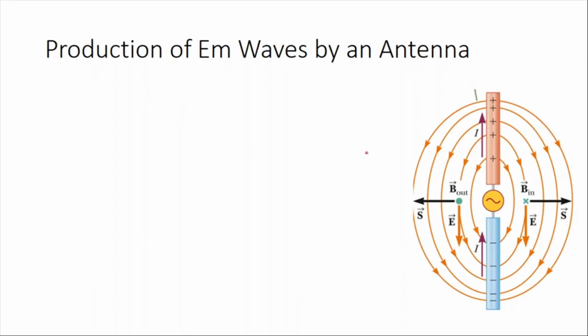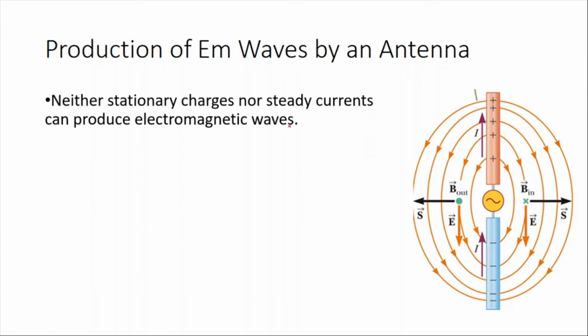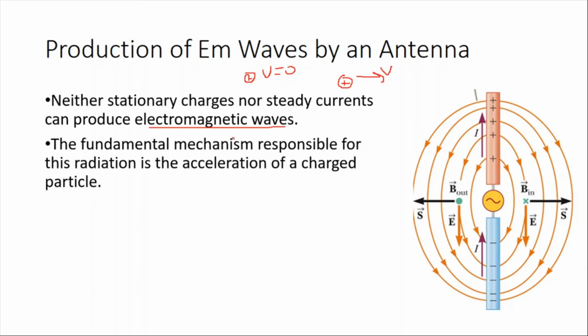And let's look at the basic principle of working of antennas. When a charge is stationary, for example a positive charge with V equal to 0, or when a positive charge is traveling with constant velocity, no electromagnetic waves are produced. We need acceleration of charges for the production of the electromagnetic waves.